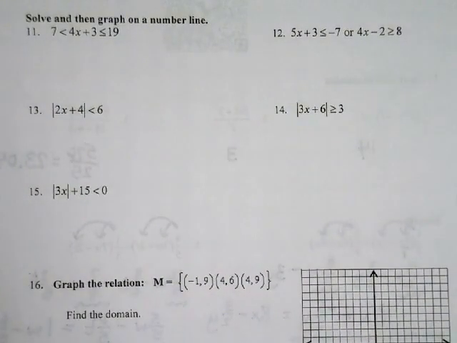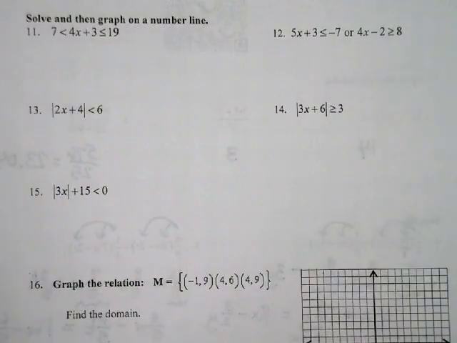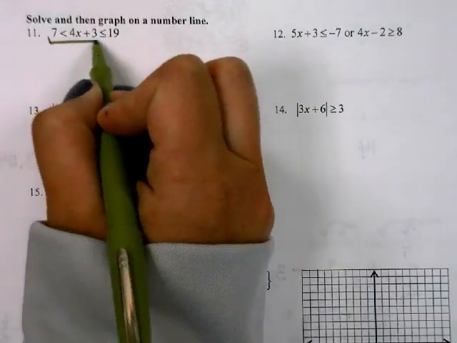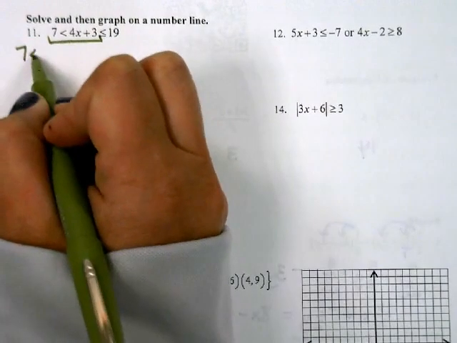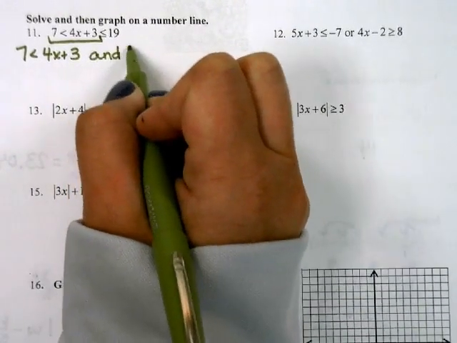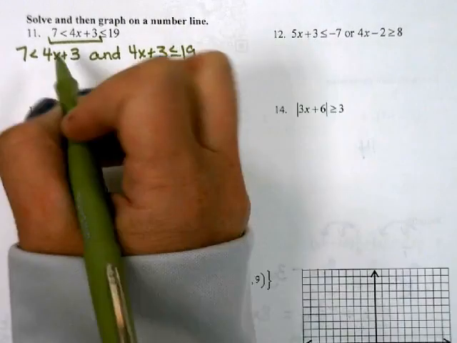Okay, number 11 says solve and graph on a number line. So, number 11 is a compound inequality. So we're going to split it apart and solve two things. So 7 is less than 4x plus 3, and 4x plus 3 is less than or equal to 19.